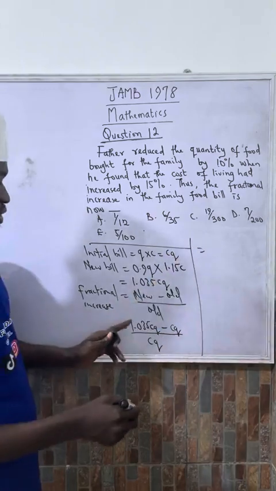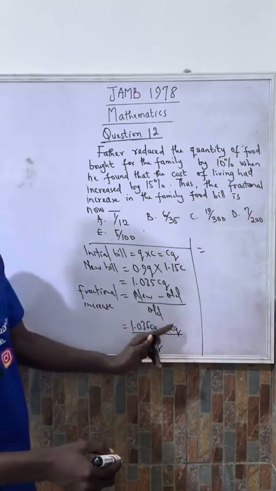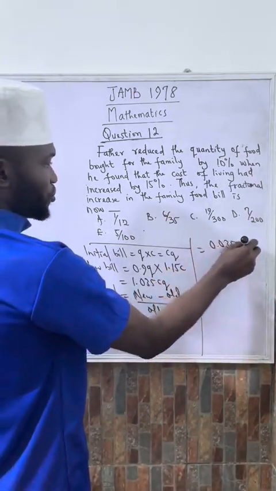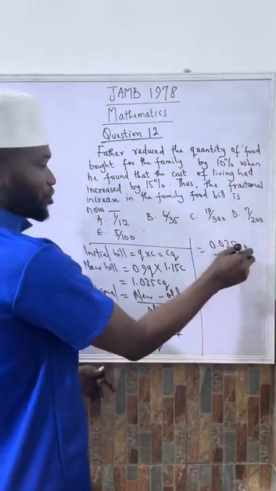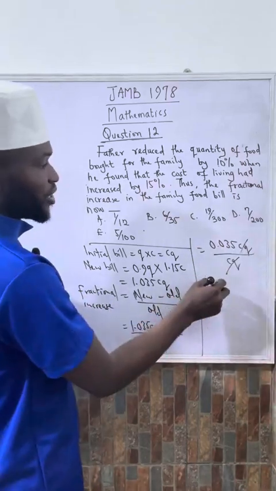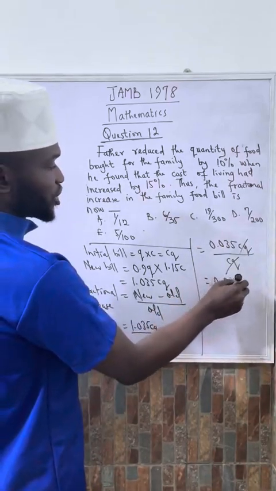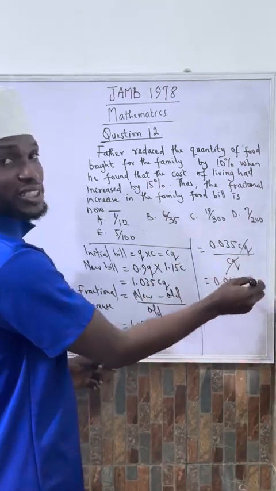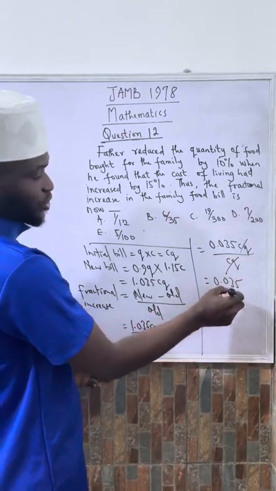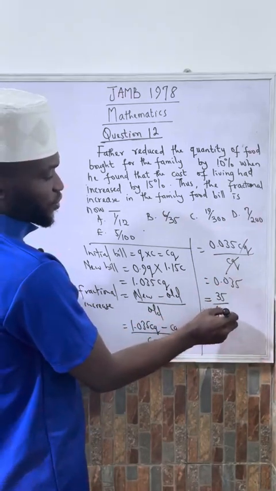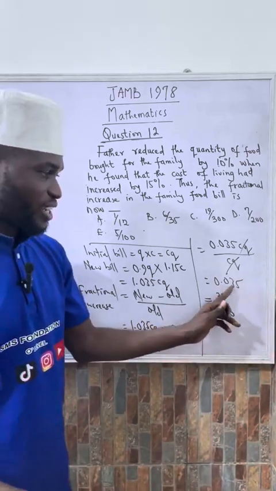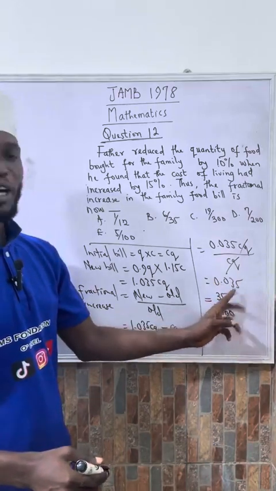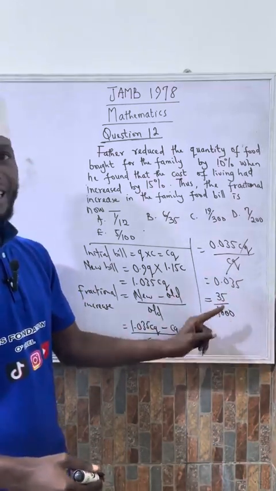So from here, 1.035 minus 1 will just give me 0.035 CQ all over CQ. CQ can cancel CQ, so we'll be left with 0.035. Let's write this in fraction. I will have 35. So shift your point 3 times: 1, 2, 3. So you have 35 all over 1000. That is how to convert from decimals to fraction. Because I shifted my point 3 times, that's why I'm dividing by 1000.